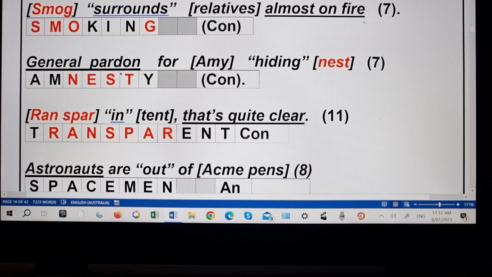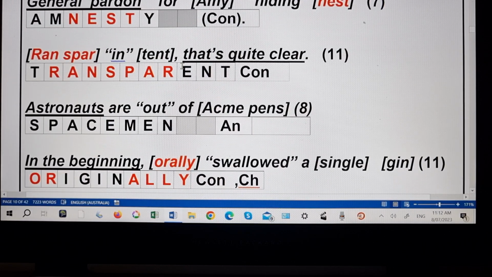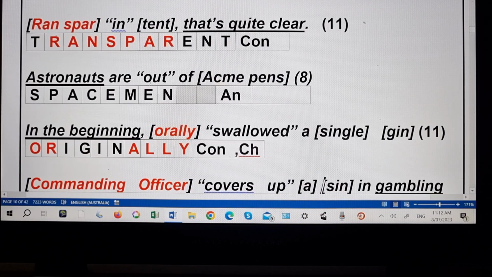The next one, general pardon for Amy, who is hiding an S. Is Amy hiding an S? Is this a sin that she's doing? And she's going to get a general pardon? Again, it's nothing to do with your answer. Ren spar intent. That's quite clear. Why is it quite clear? Because you see the tent all washed out. Again, isn't it wonderful they can come up with these meanings? It's nothing to do with your answer.